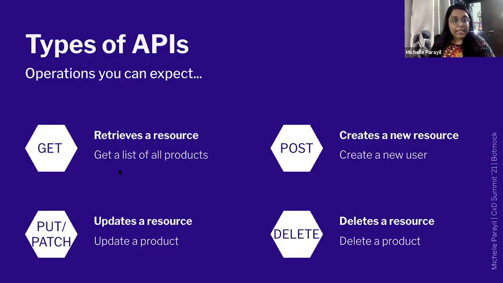Patch and put are very similar. Patch is used to partially update a resource. Like if, instead of updating an entire profile for a user, you only wanted to update 1 or 2 fields, you'd use patch. And then you have delete, which deletes a resource altogether. So when you're faced with APIs, you'll hear these terms often, like get, post, delete, put, patch. So just so you're not confused, this is it. There are these few categories of operations that you can expect.